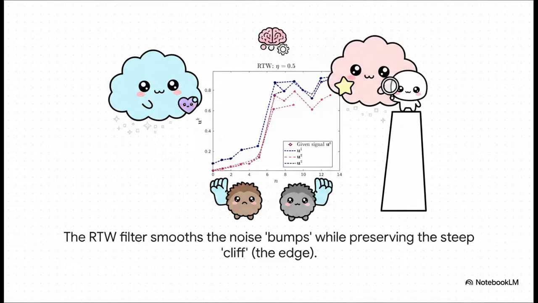And check this out. This graph shows it in action perfectly. You can see the original signal has these two noisy bumps. Now, watch how the RTW filter completely flattens those bumps out. But, and this is the magic part, that steep, sharp cliff right in the middle, our edge, it's perfectly untouched. The noise is gone, but the signal is safe.